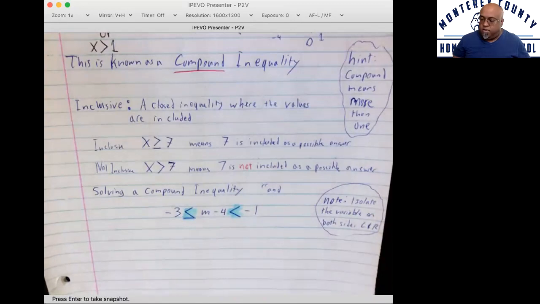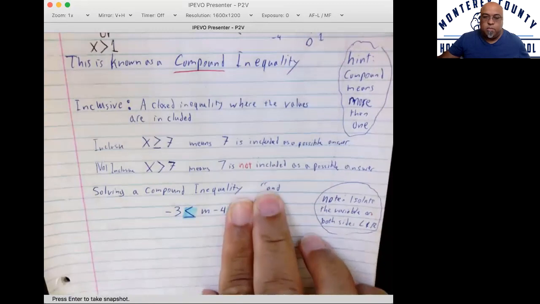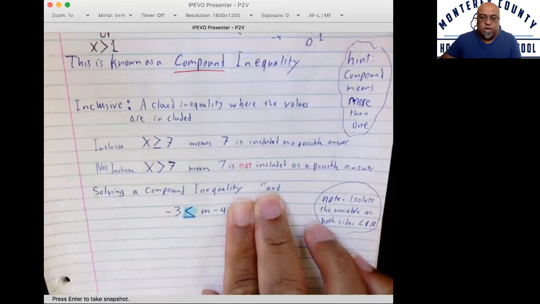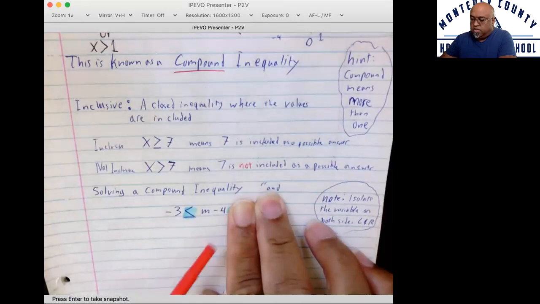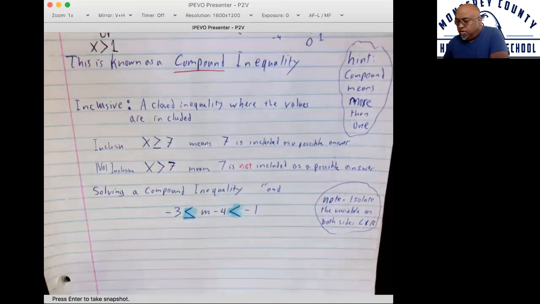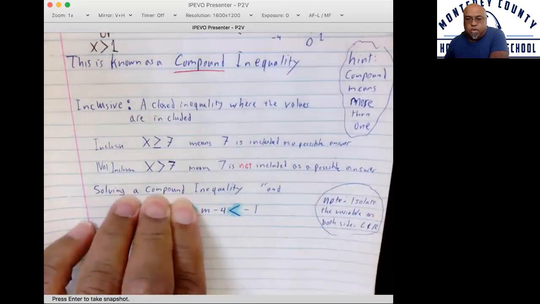So I'm going to use my finger here to show you what I mean. If I cover this up, you're probably like, I could solve that. M minus 4, I use IOB, isolate m, I would add 4 to this side and to this side, right? And you could probably solve this inequality. You think, I want to isolate m on both sides of the inequality, so I would add 4 to both sides, okay?